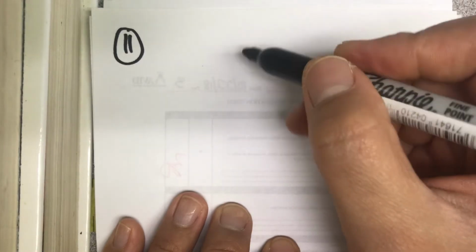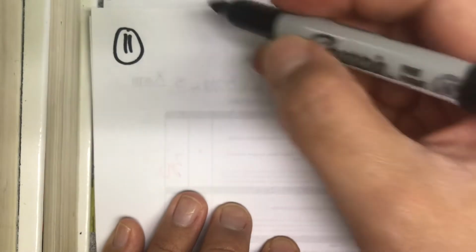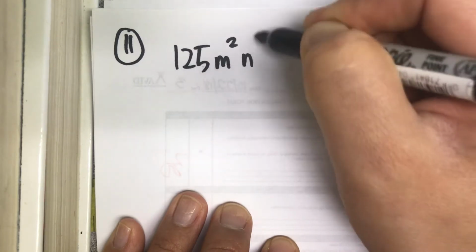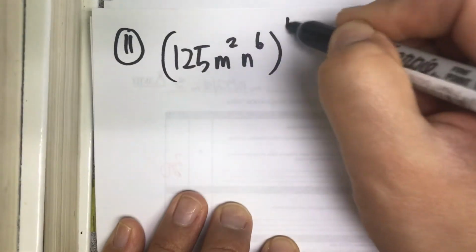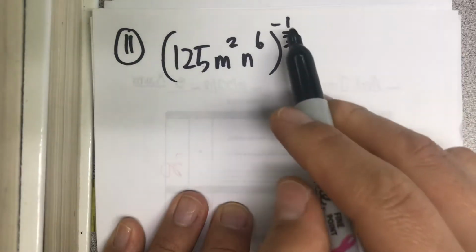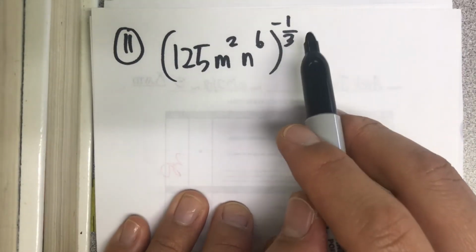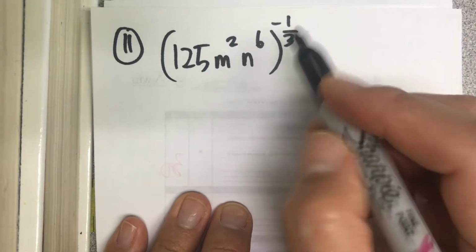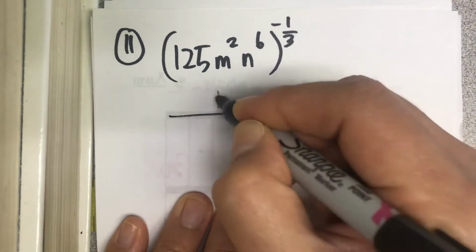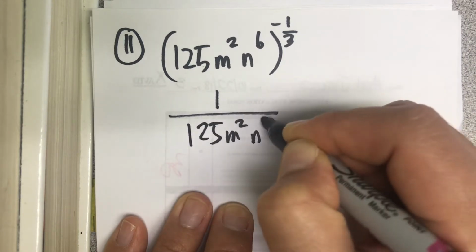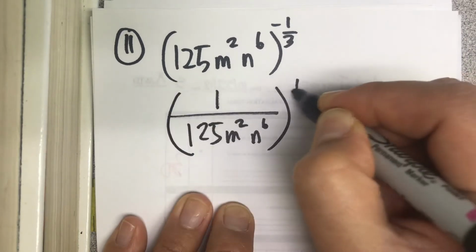Number 11. Which of the following expressions is equivalent to (125 m squared n to the 6th) all to the negative 1/3? What did I say happens when you want to get rid of the negative on that exponent? What I said was you need to flip for the reciprocal. 125 m squared n to the 6th. Now all of that is to the 1/3.